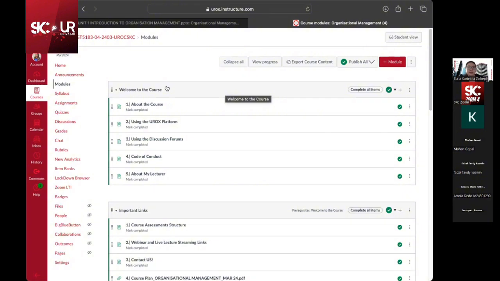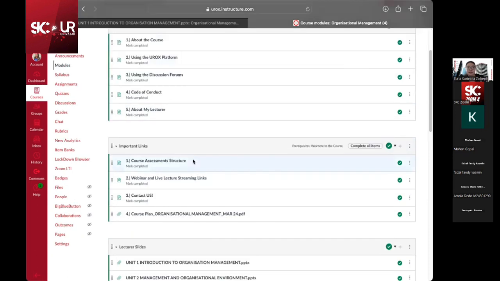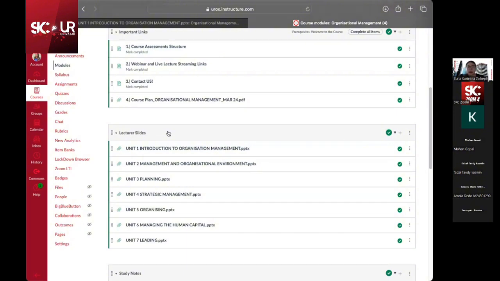If you can see here in your UROCs, you have to complete each item first before you can continue with the next item. Meaning, you cannot jump ahead, right? You have to click the first one about the course and mark as completed, and then you can only move to the next sections. For example, in order for you to see my course plan here, you have to complete all items first. But you don't have any problem to view my lecture slides and also study notes.